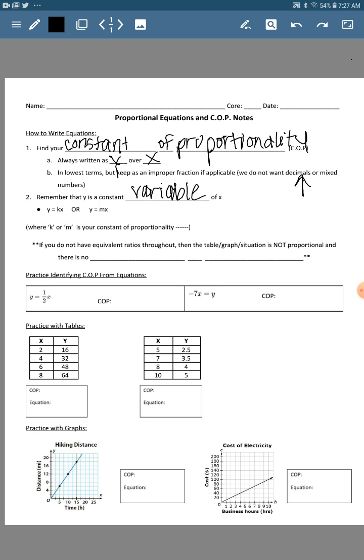Okay, and then here are your equations. It can be written in either form, but you won't ever need to really touch y or x unless they tell you it is. And then k or m is going to be your constant of proportionality. The y equals kx is what you'll see majority of 7th grade, and then 8th grade is where they throw m in there because m stands for slope, so you'll see that in your future also. And then if you do not have equivalent ratios throughout, then the table, graph, or situation is not proportional, and then there is no constant of proportionality.